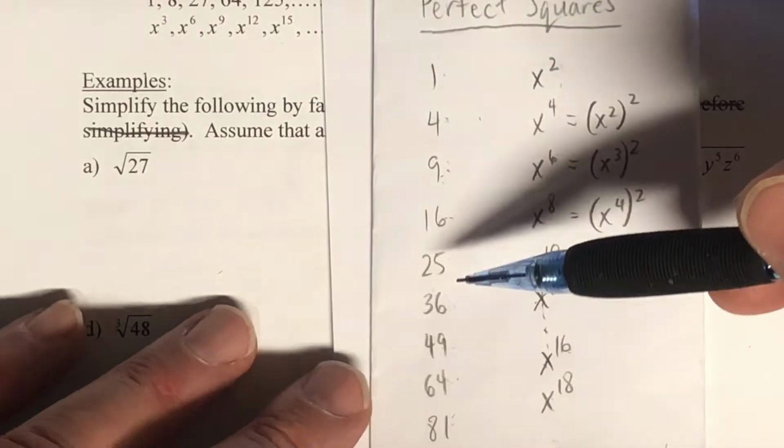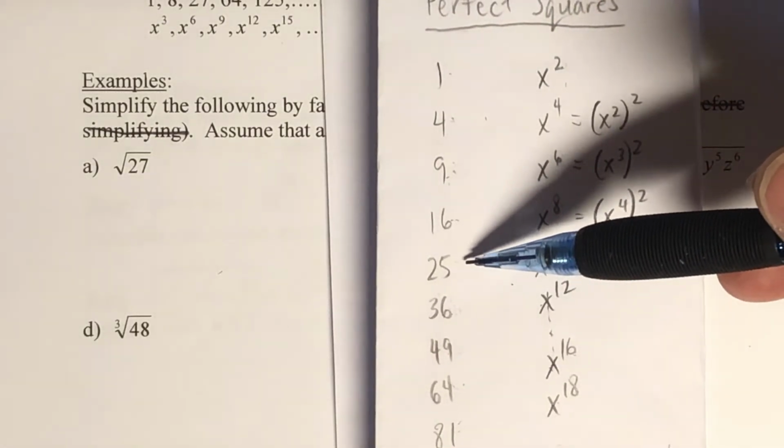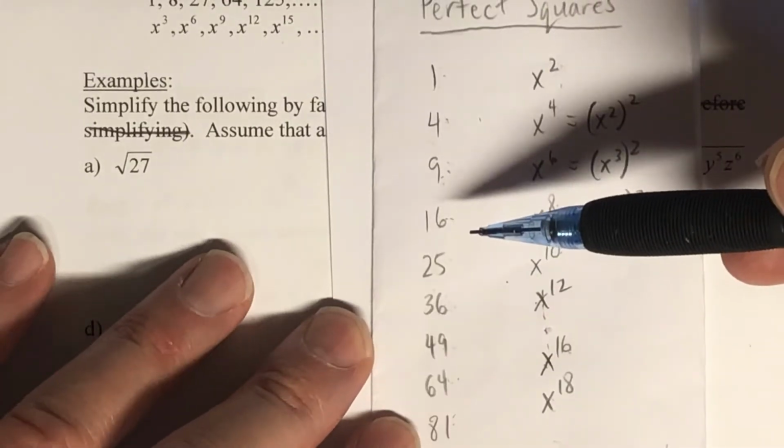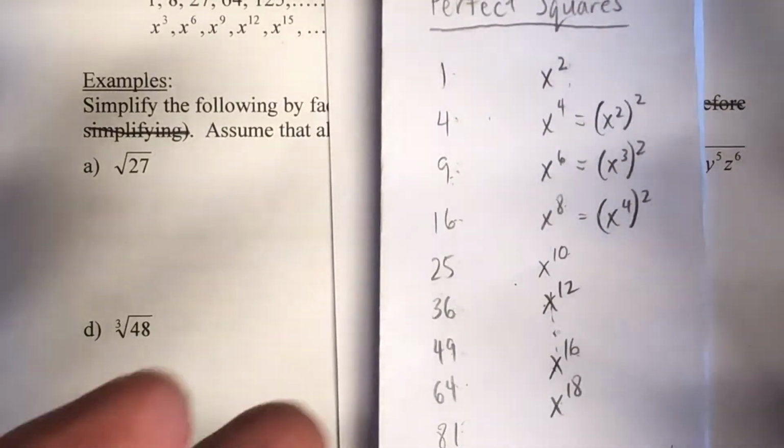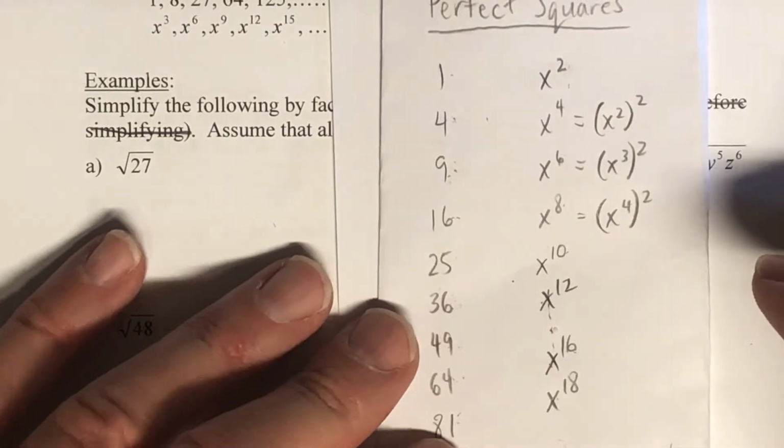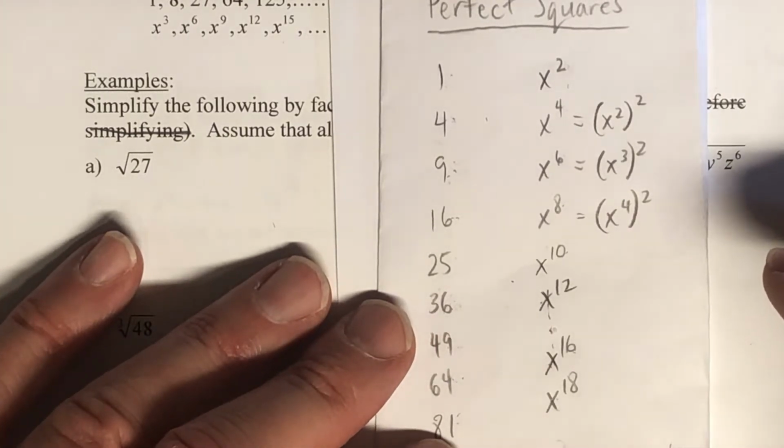What's the biggest thing on the list that is a factor of 27? Now remember, factors of 27 are numbers that can't be bigger than 27, because they've got to be something that divides evenly into 27.